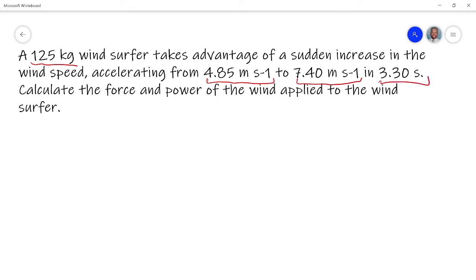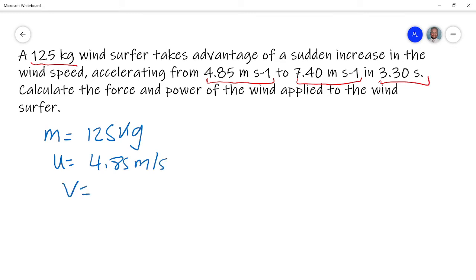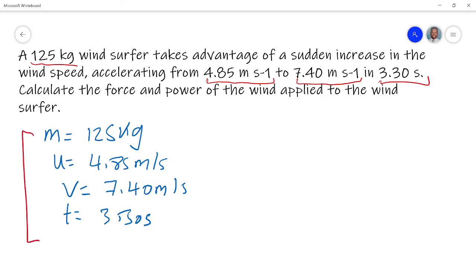Alright, so let's highlight the relevant information down here. We've got a mass which is 125 kilograms. We've got our initial velocity which is 4.85 meters per second. We have our final velocity as 7.40 meters per second. We've got our time as 3.30 seconds. The reason why I get students to write down what information has been given is you'll be able to find out what formula to use.